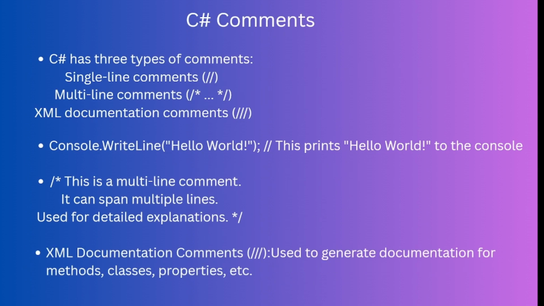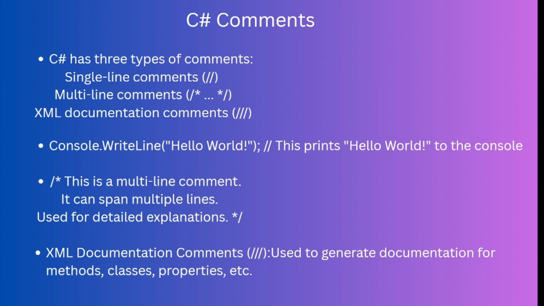In C sharp comments, C sharp has three types of comments: single line, multi-line, and XML documentation comments. You can see double slash for the single line comments. We have three slashes for the XML documentation comments, and Console.Write. So here you can see which prints in this line level. Here the two slashes are for commenting a single line.